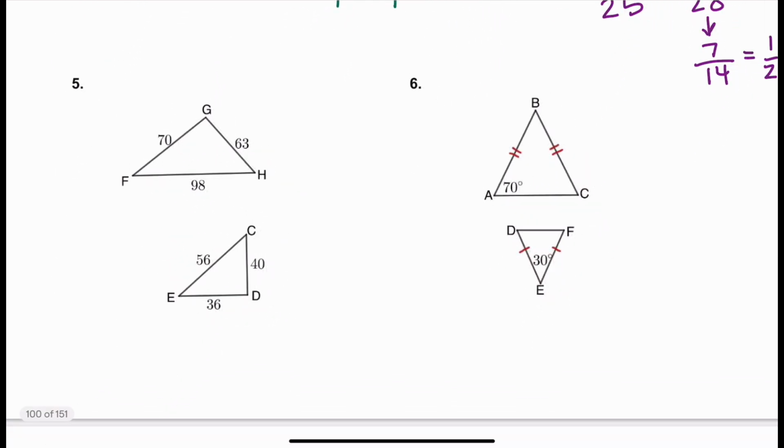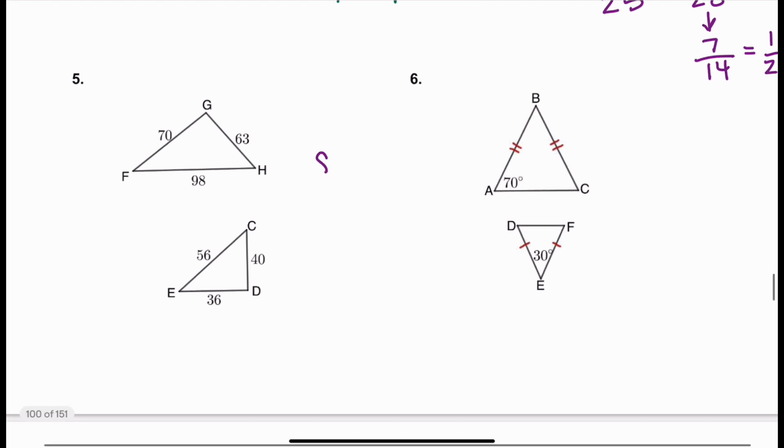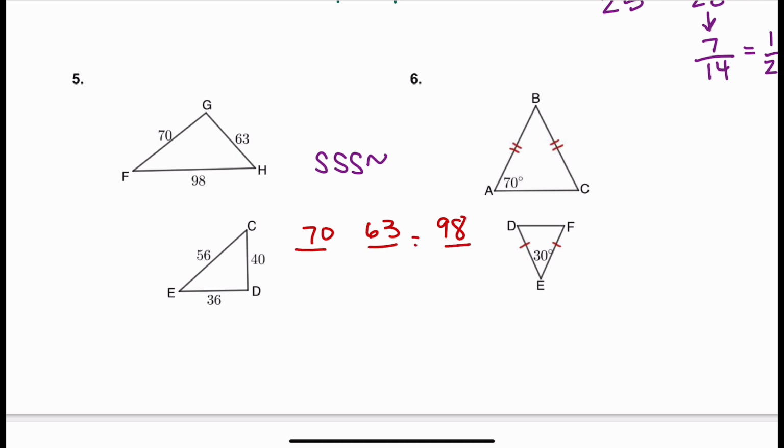Now number 5, we have 3 sides. So if these were proportional, it would be because of side similarity. We're going to just take one of the triangles. We have 70, 63, and 98. And we want to see if those are all going to reduce to the same number if I put the second triangle in the denominator. Now 36 is the smallest, so it's going to go under 63. 56 is the biggest, it's going to go under the biggest number of the top fraction, which is 98, and 40 is just kind of in the middle.